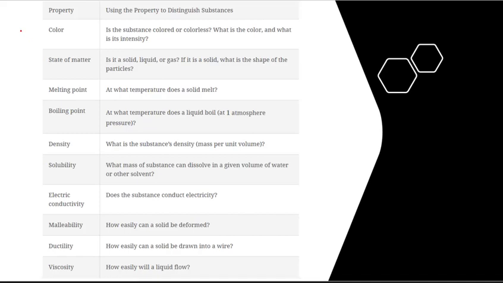We can look at color, like we said before. Its state of matter, is it a solid, liquid, or gas? Its melting point and boiling point. At what temperature does the solid melt? At what temperature does it boil? A physical property of water is that it melts at 0 degrees Celsius and it boils at 100 degrees Celsius. And the same could be true. We could look up the melting point of lead and the boiling point of lead. That would be a physical property.